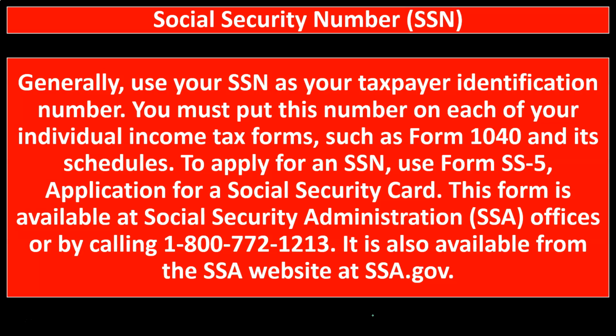So this is the individual taxpayer identification number. Obviously, the IRS sees all of us citizens as a number, typically the social security number. So you must put this number on each of your individual income tax forms, such as the Form 1040 and its schedules. To apply for an SSN, use Form SS-5, application for a social security card. This form is available at Social Security Administration, SSA, offices or by calling 1-800-772-1213. It is also available from the SSA website at ssa.gov.